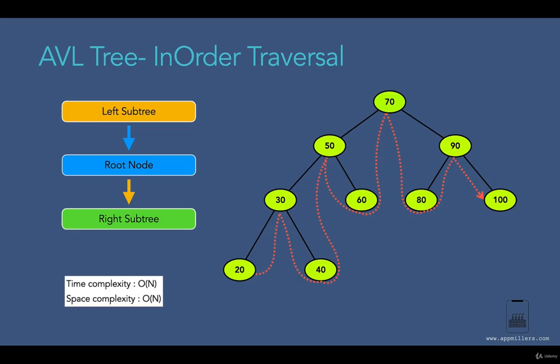Now here again, the time and space complexity is O(n), because here when we are calling in-order traversal, we have to visit all elements of the AVL tree. So this means that if the number of elements in the tree is n, so the time complexity will be O(n). So as we said before, here again we are calling this method recursively. So this means that we need to insert all elements to the stack memory. So that's why space complexity is also O(n).